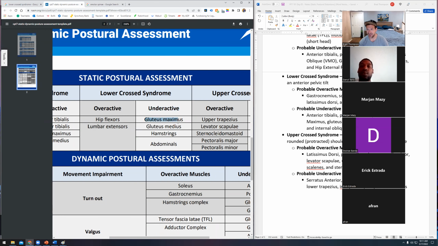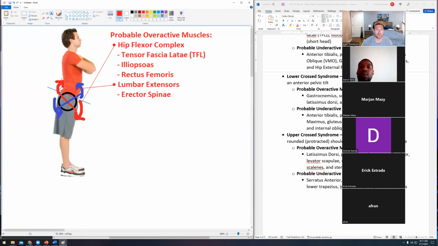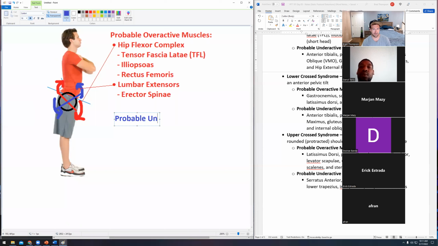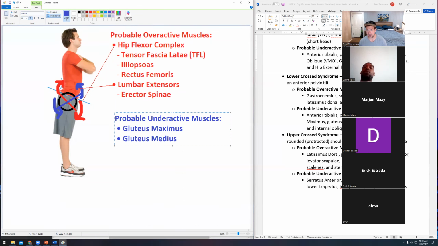Underactive muscles, there it is again. This is also going to be on every list. Gluteus maximus needs to be strengthened. Shocker, we're working on our glutes. So gluteus medius and gluteus maximus are both going to need to be strengthened here. So our probable underactive muscles are going to be the gluteus maximus and the gluteus medius. For the record, the only reason the gluteus medius is on the list is that it doesn't do a lot of hip extension, but it does kind of assist with it. So getting them both strengthened can have a positive effect because it's simply an antagonist.